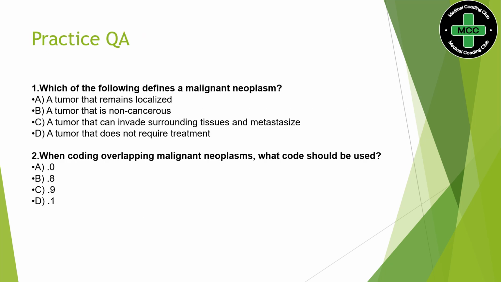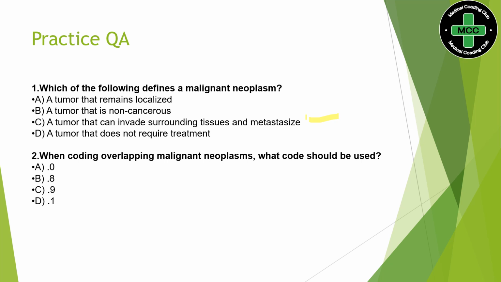So next, I've added just a practice question, guideline based. You can see here, these are the very basic questions. Which of the following defines a malignant neoplasm? As we know, the answer should be the tumor that can invade surrounding tissue and metastasize. Okay, so that is called malignant neoplasm. Malignant neoplasms are the cancerous cells which spread to the surrounding tissues.